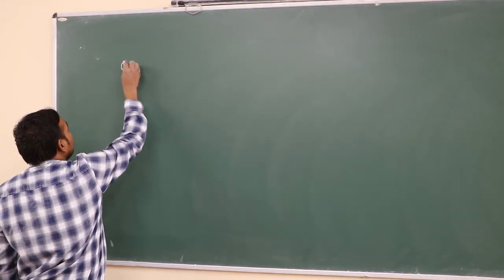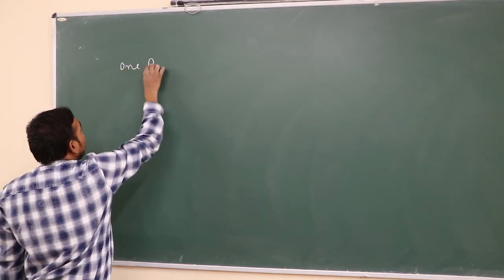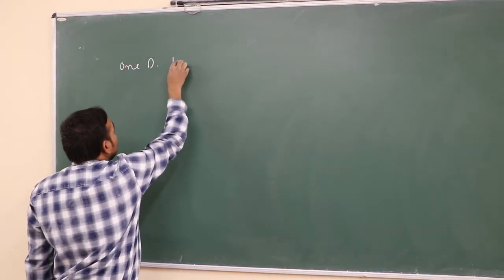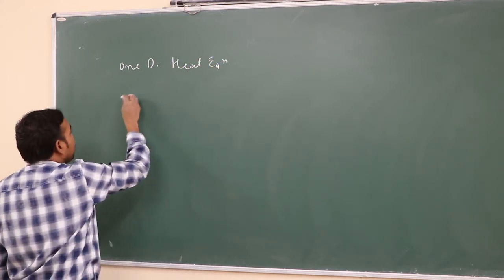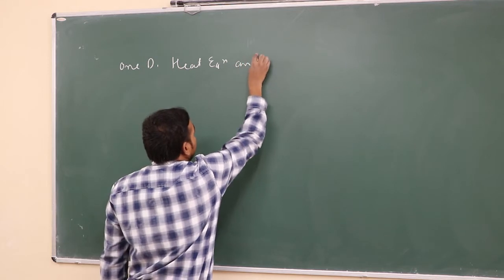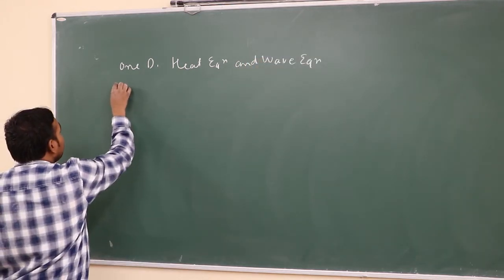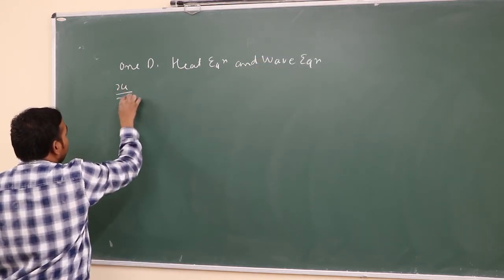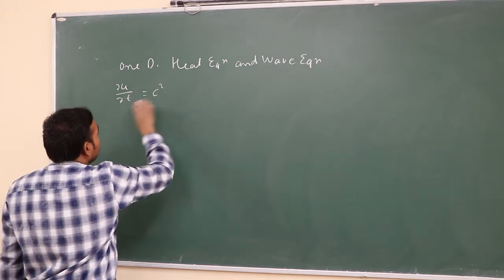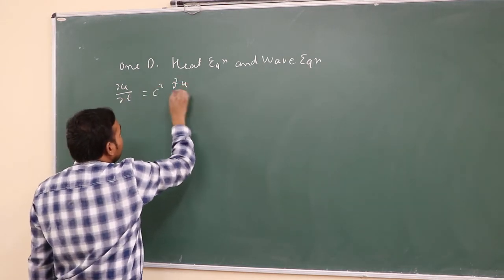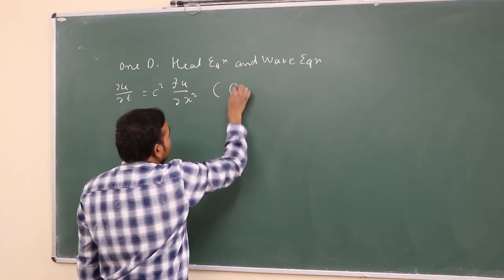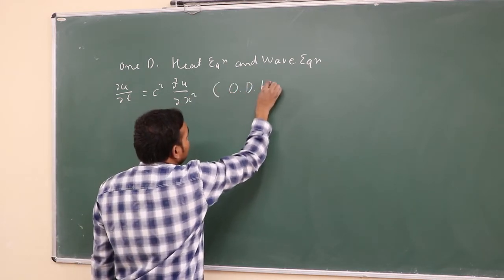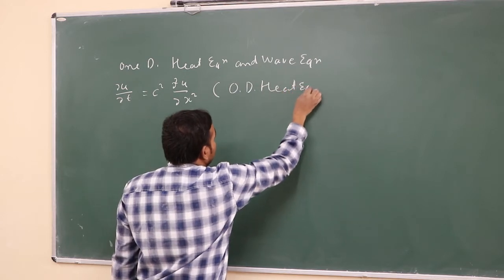We know that the one-dimensional heat equation and wave equation is: del u upon del t equal to c square del square u upon del x square. This is the one-dimensional heat equation.